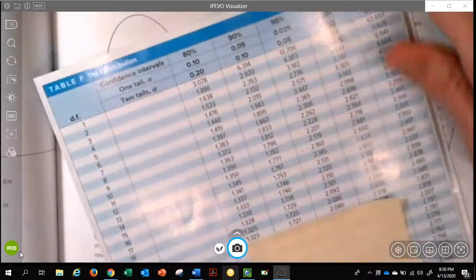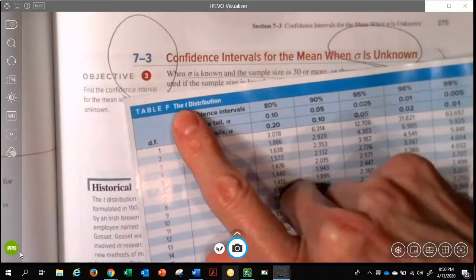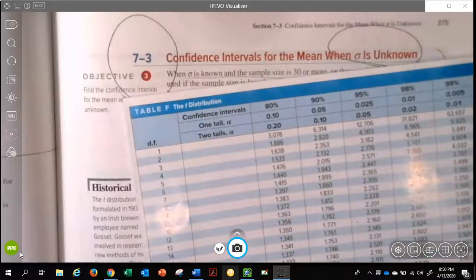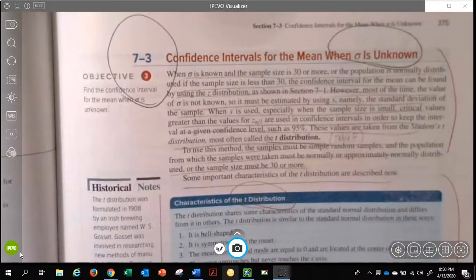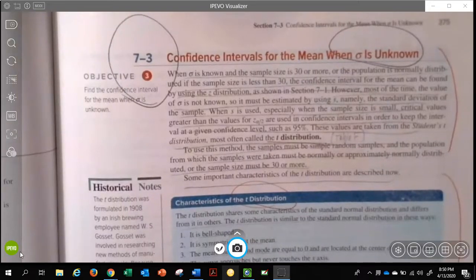So go ahead and grab your formula cards. Go ahead and flip over to table F. You see the t distribution. Have your formula card handy. Have sticky notes for vocabulary, for highlighting. You might want to have some highlighters. You might want to have index cards, but here we go, 7-3, confidence intervals for the mean when sigma is unknown.